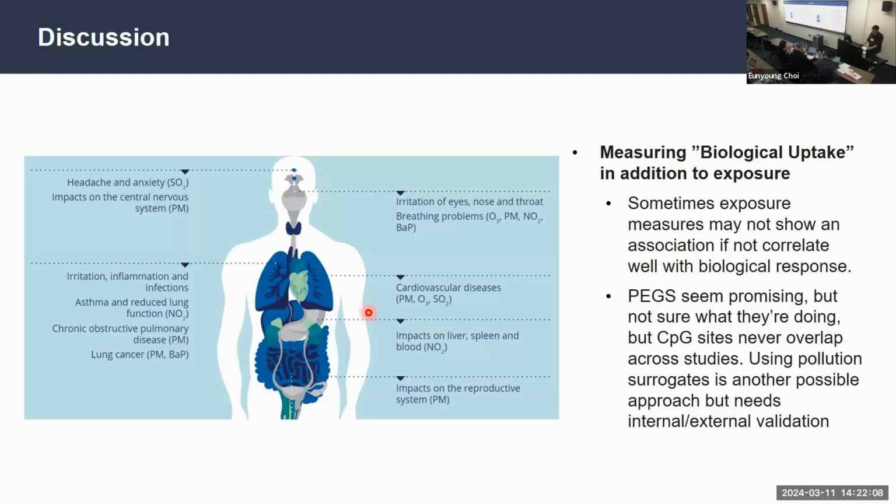So another potential future direction is we're thinking about using the exposure along with DNA methylation data to see if we can create these PEGs, which are the polyepigenetic scores or DNA methylation surrogates, to measure the biological uptake or the real damages. I think that would be a very cool way to use the CDR data in the future. And that's the end of my presentation. Thank you.